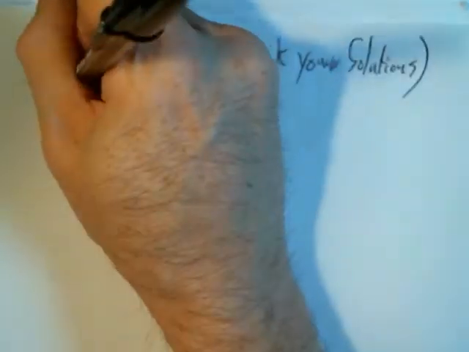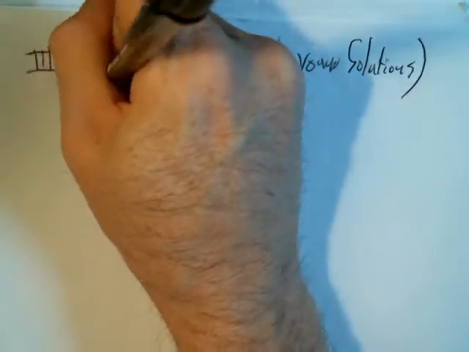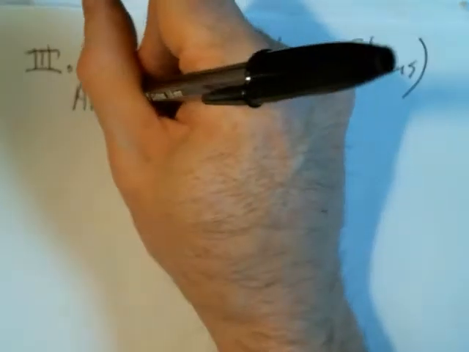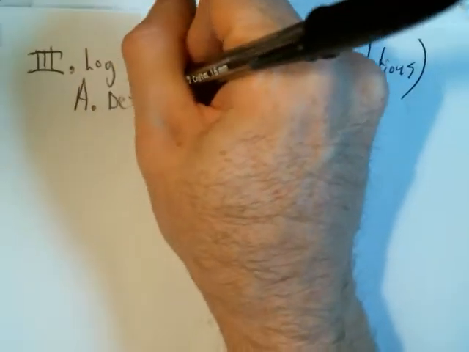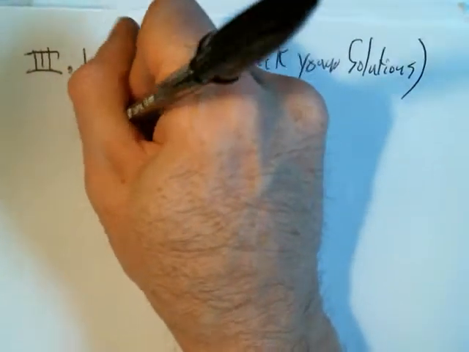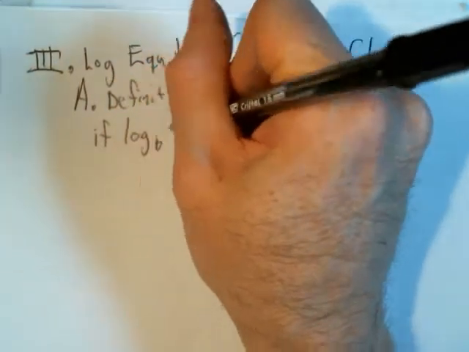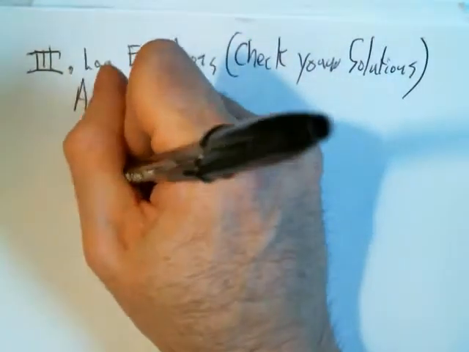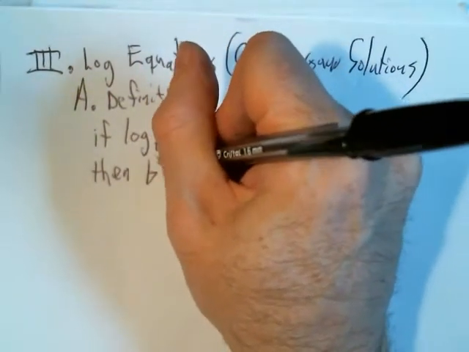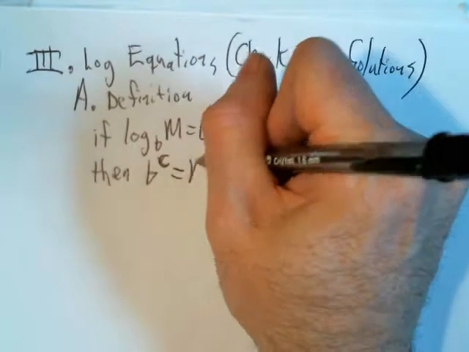Okie dokie. So there's going to, again, be two methods for log equations. The one-to-one property will give us one method, and then the other method will just use the definition of the log. So first off, we're going to take a look at the definition. If log base b of m equals c, we can turn it into an exponential equation, b to the c is equal to m.